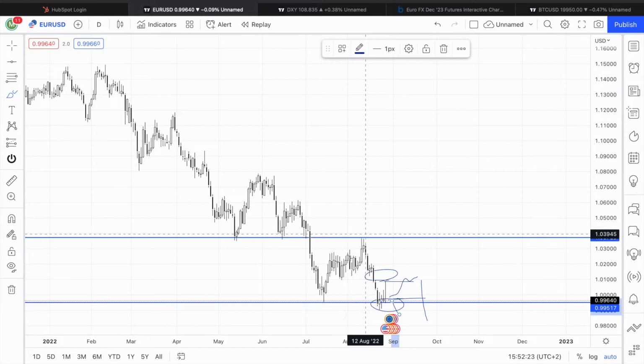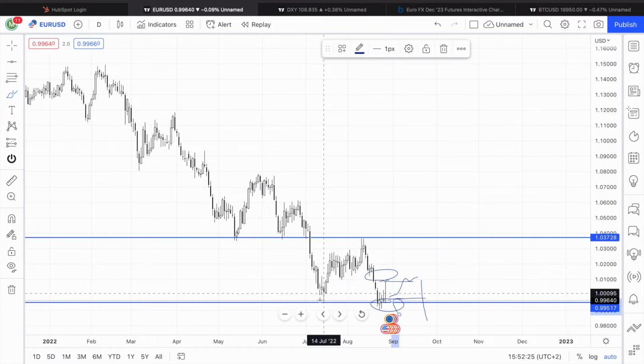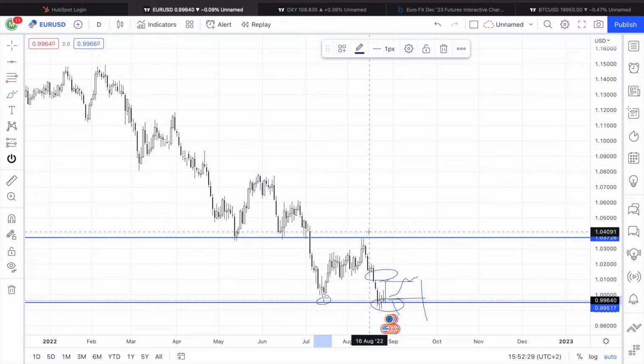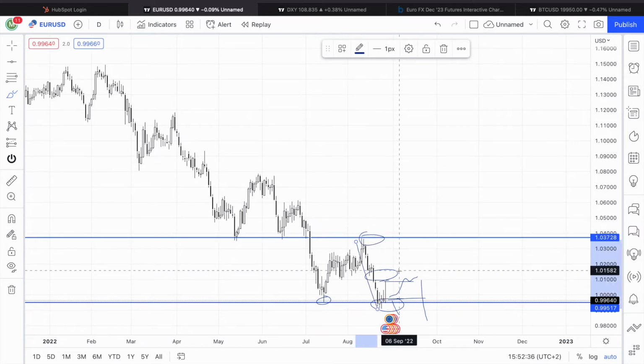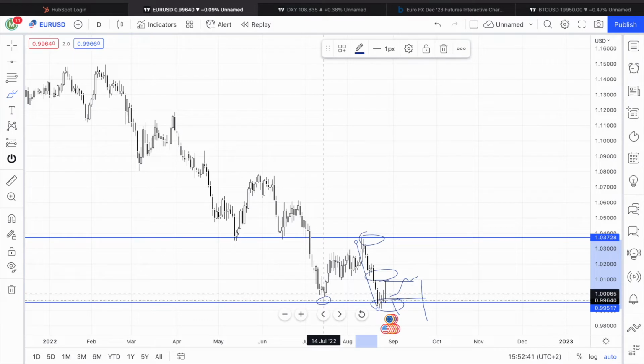Now on the daily time frame, we completed the trading range. This is the bottom of the trading range and this is the top of the trading range. But still, so far, we didn't take all of the orders that were placed previously back on the 14th of July.